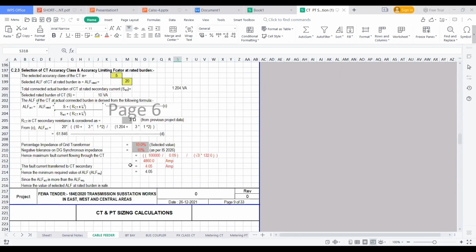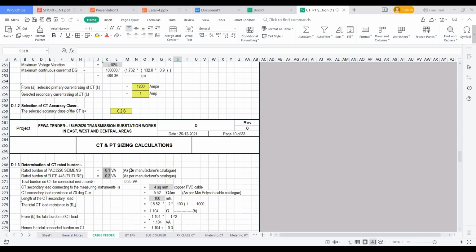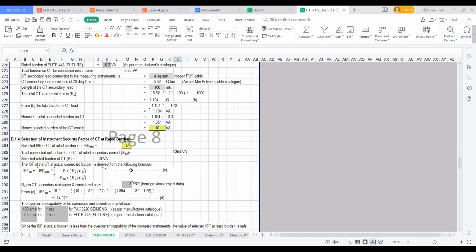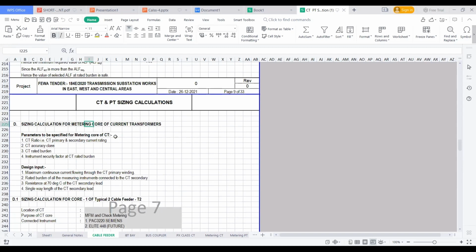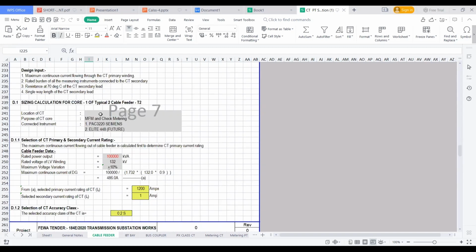Let's first talk about the metering class, and then we will talk about the protection class. So this is the metering class CT, team. This CT is connected to the MFM metering and some other relays, one is a PAC 3220, and maybe a BCPU. These are the connected instruments. And this is for my 132 kV switchgear.